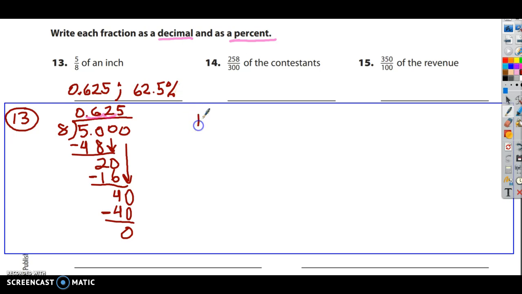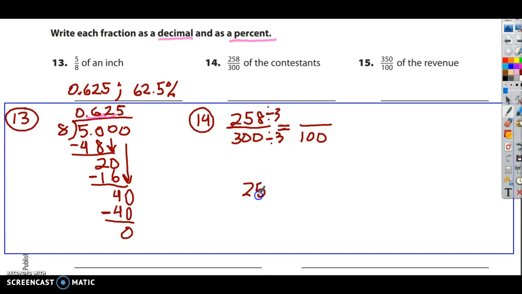Number 14 is going to be a completely different strategy. Here's why. I'm going to just ask you a question, and this might prompt your thoughts. What does percent mean? Percent means literally out of 100. So our strategy should always be, can we take our current fraction and make it into 100? And in this case we can by dividing by 3. If you divide 300 by 3, you would get 100. So now we need to divide our numerator, 258, by 3.